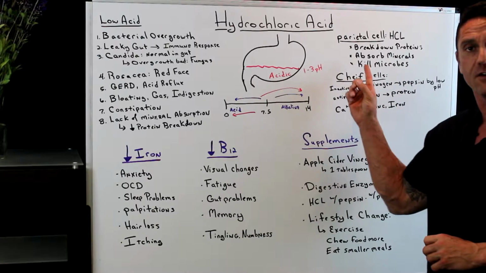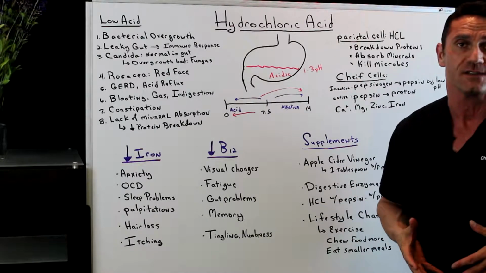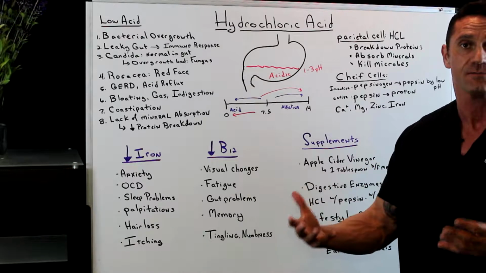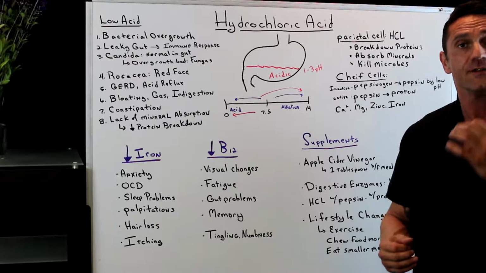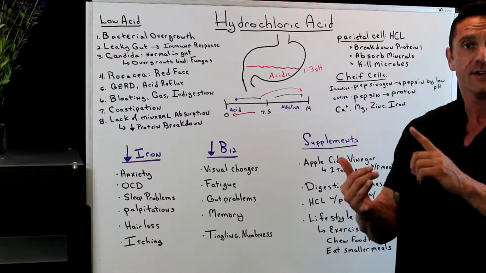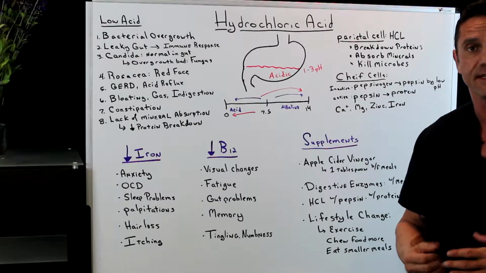Also, it kills microbes, because don't forget, when we take in food products, it goes into our stomach, and the stomach is the first line of defense for your immune system. So you need enough hydrochloric acid to kill those microbes. If you don't have enough hydrochloric acid, you are not breaking down foods, you're not killing these microbes, and you're not absorbing certain nutrients.